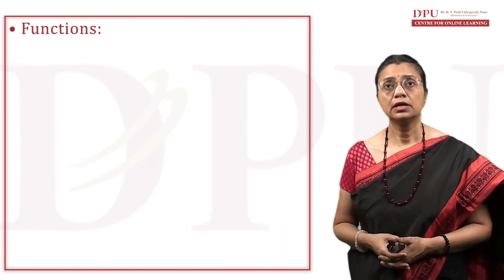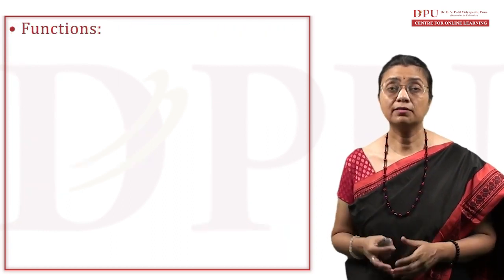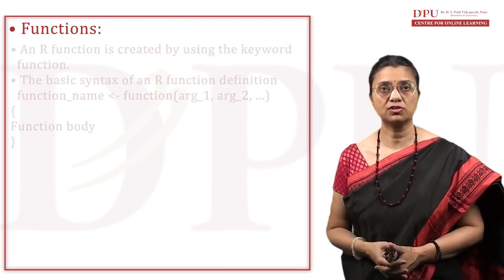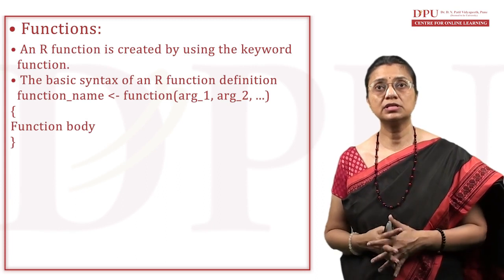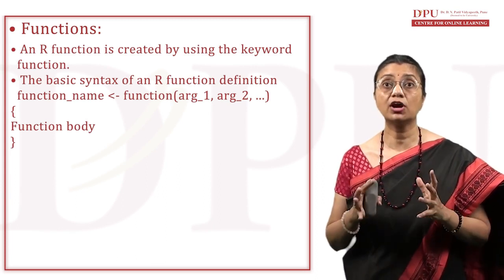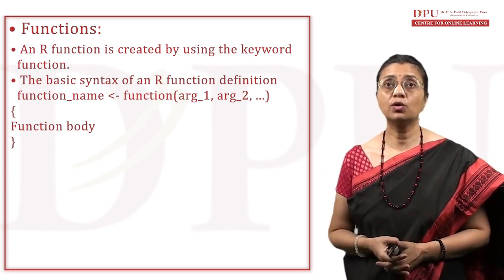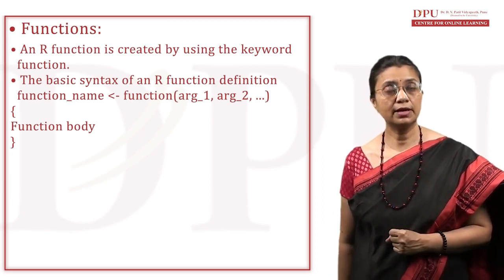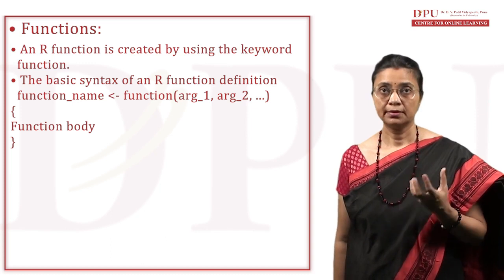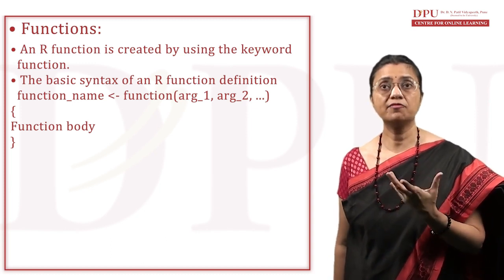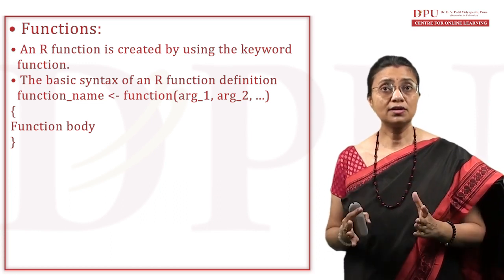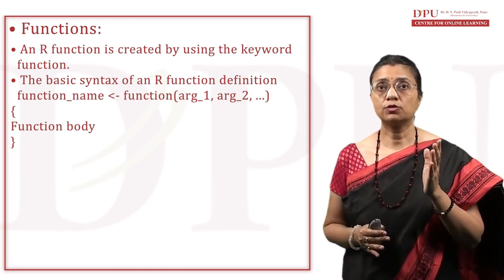Building a function in R is very important, and R is incomplete without customized functions or user-defined functions. So an R function is created by using the keyword function. The first thing we have to understand in an R function is that a function is created by using the keyword function. The basic syntax of an R function is like function name equals function within brackets argument 1, 2, and 3.